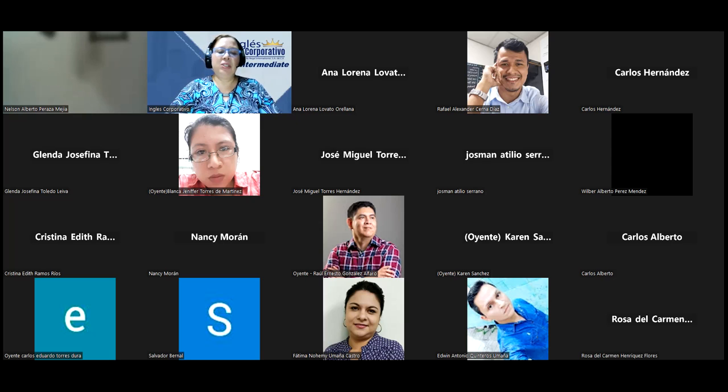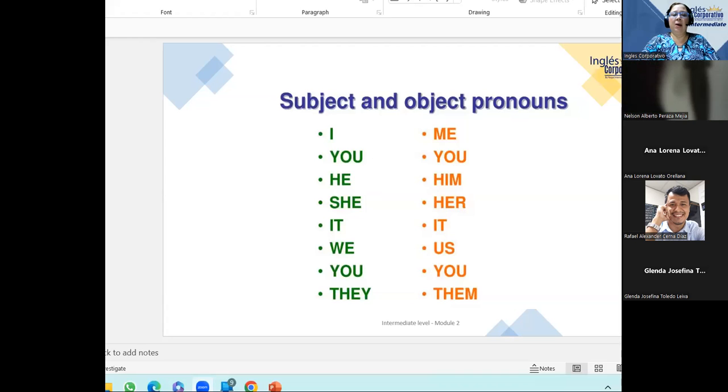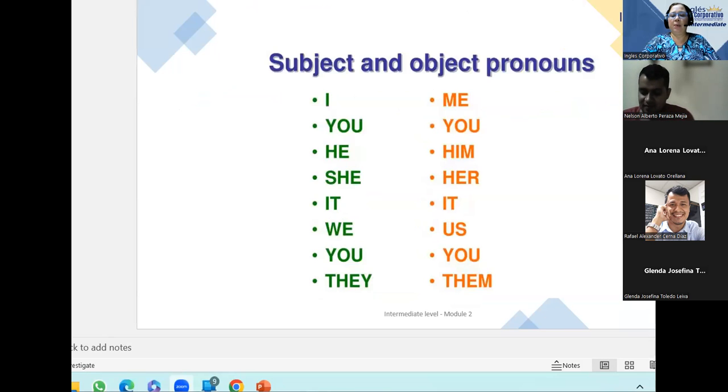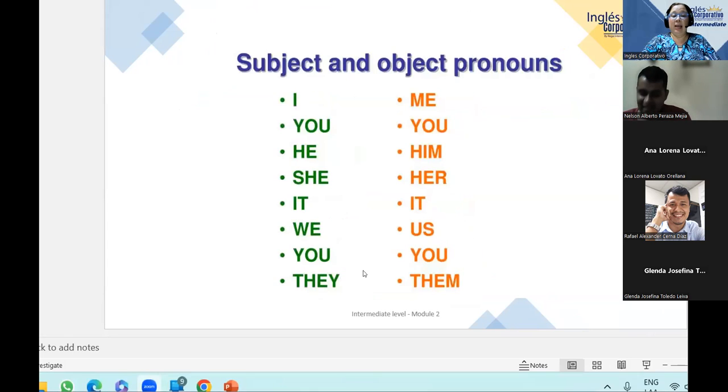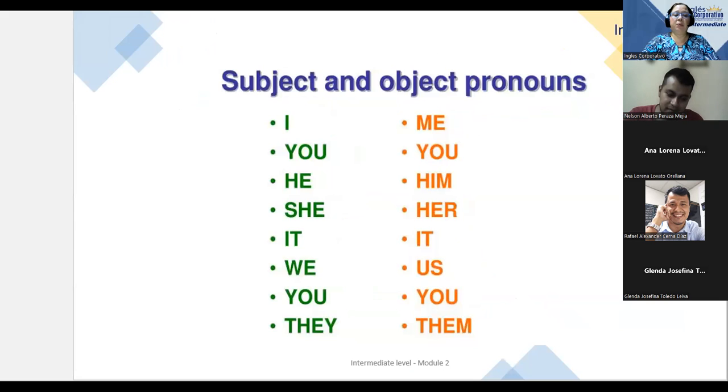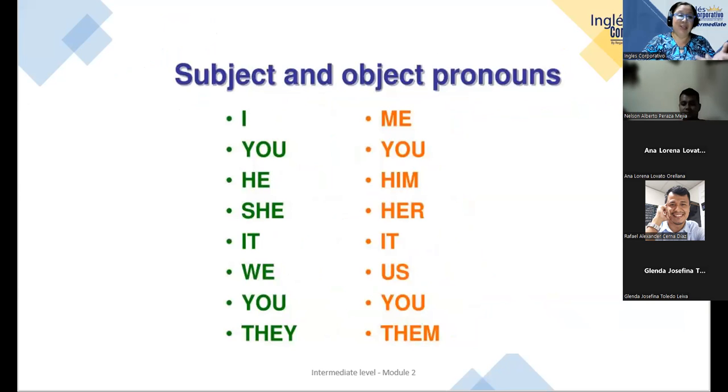Actually, we want just to see the object pronouns, okay? These are the object pronouns. We transform the pronoun that receives the action of the verb. It won't be the subject pronoun anymore, okay? So it becomes an object pronoun because it becomes the direct object of the sentence. So for I, it's me. For you, you. For he, him. She, her. It, it. We, us. You, you. They, them, okay?